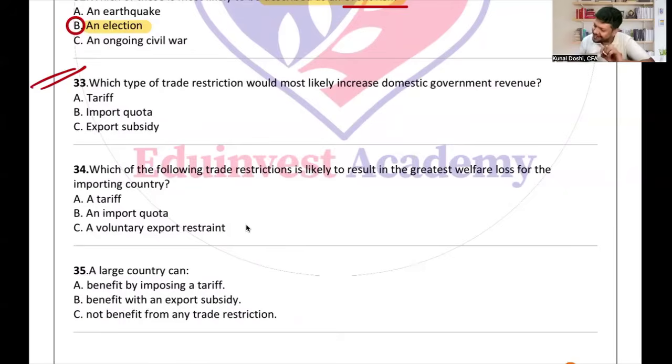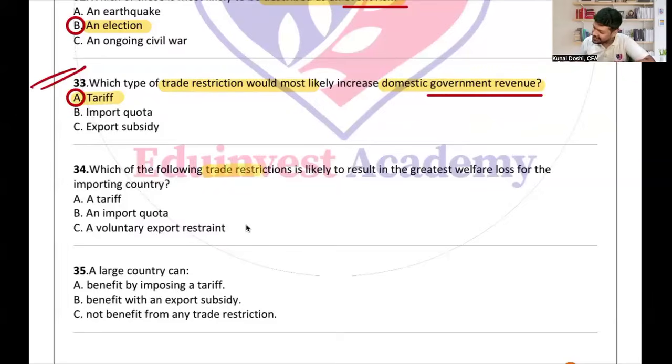So which type of trade restriction would most likely increase domestic government revenue? Exactly, this is the question that triggered him. This is a topic now I don't even have to teach. People have become expert about it. Which one is going to increase the government revenue? Tariff, isn't it? The most searched word in recent history.